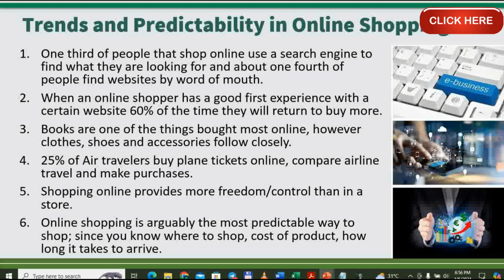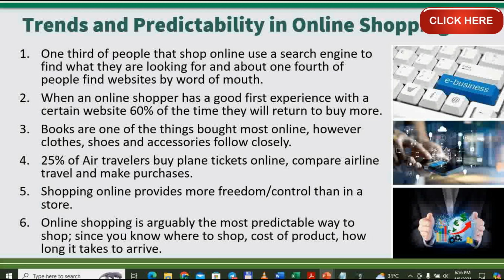Number three, books are one of the things bought most online. However, clothes, shoes, accessories are closing in on books fast. I believe that if you do this research again today, probably jewelries, technological gadgets, shoes and clothes may have superseded books in the most bought items online.